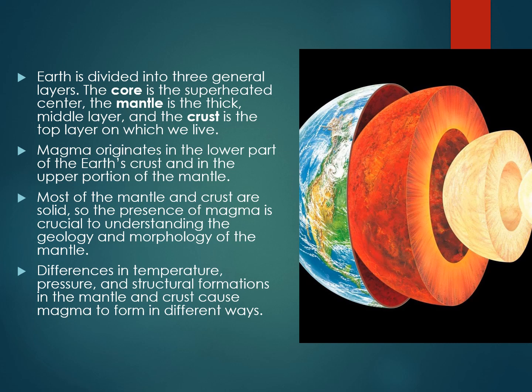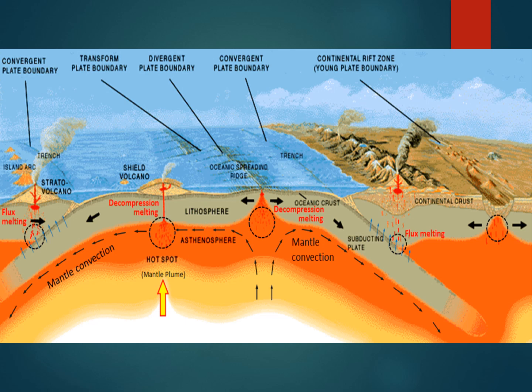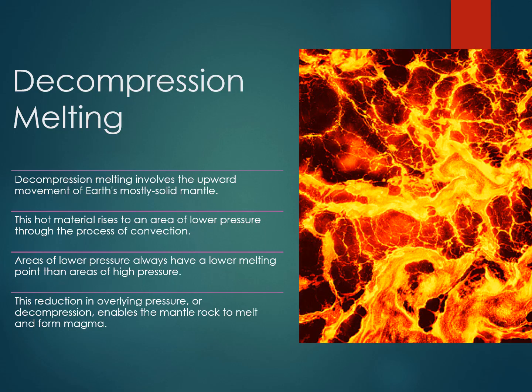Differences in temperature, pressure, and structural formation in the mantle and the crust cause magma to form in different ways. So let us discuss the ways how magma is formed.